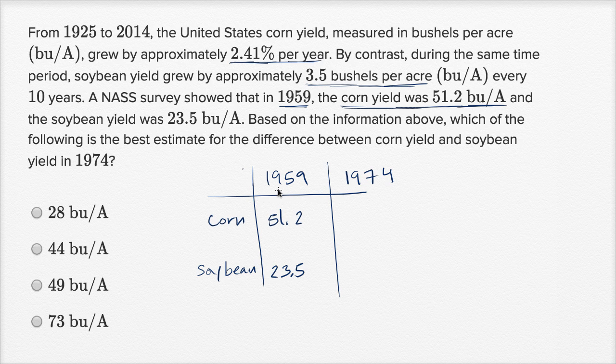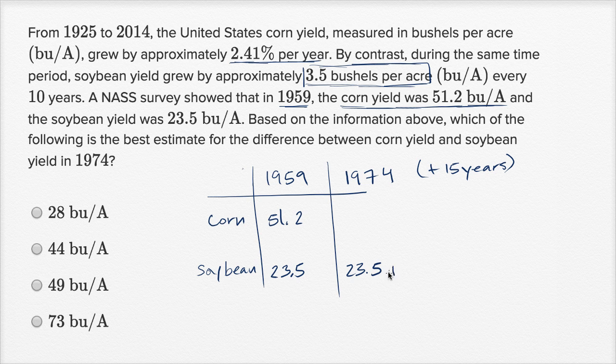So 1974. How many years have gone by? Let's see, this is going to be 15 years, so plus 15 years from our 1959. Actually the soybean is a little bit easier to calculate because they just tell us the absolute number of bushels per acre every 10 years. So 15 years, if you do 3.5 bushels per acre every 10 years, well 15 years is just going to be half more of that again.